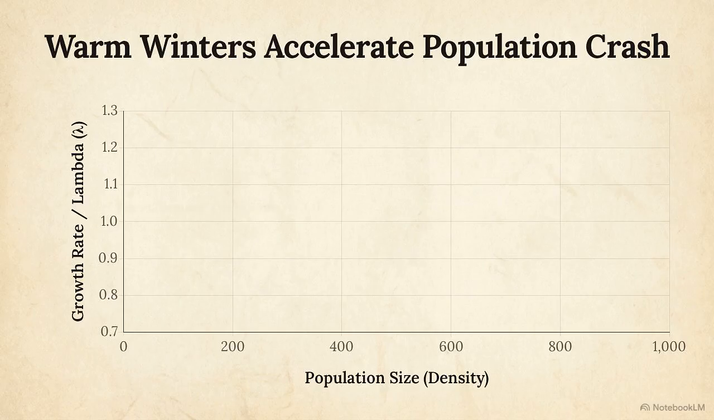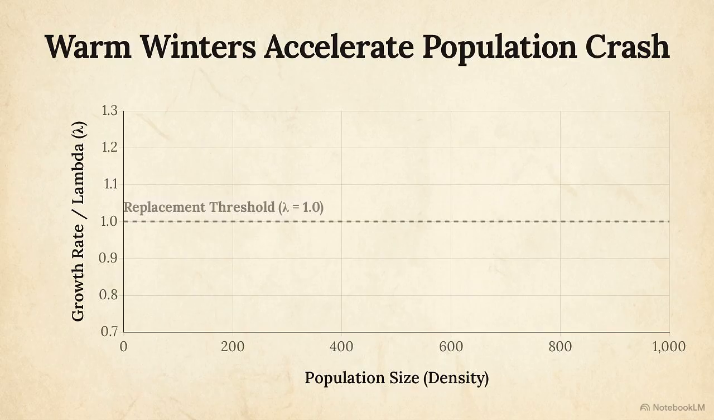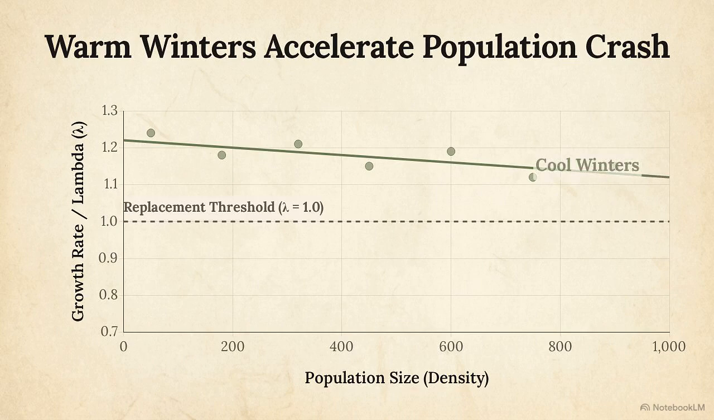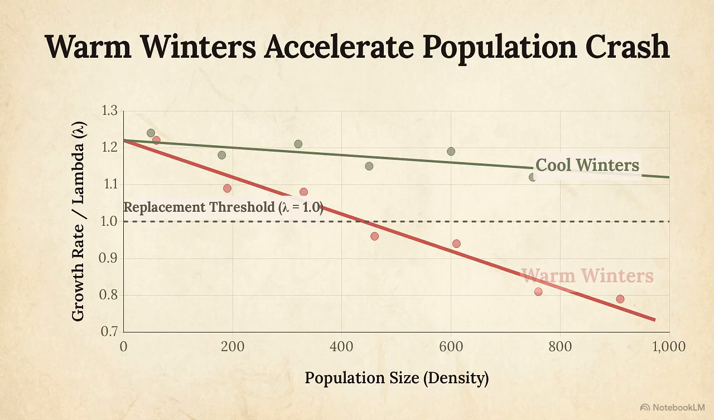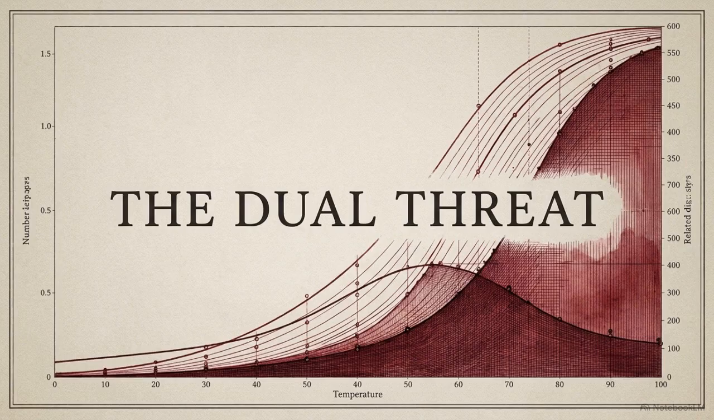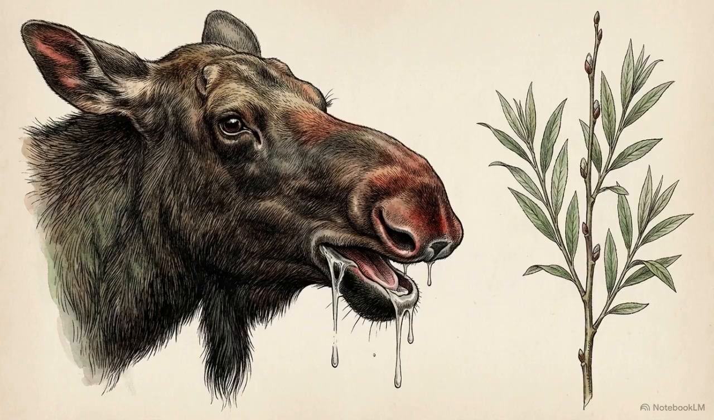This regression graph maps population size against growth rate, or lambda. During cool winters, we see a moderate downward slope of standard density dependence, but overlaying warm winters reveals a drastically steeper depression of population growth, crossing below the replacement threshold much earlier. The biological reality behind that red line is twofold. First, heat stress forces the moose to stop eating.